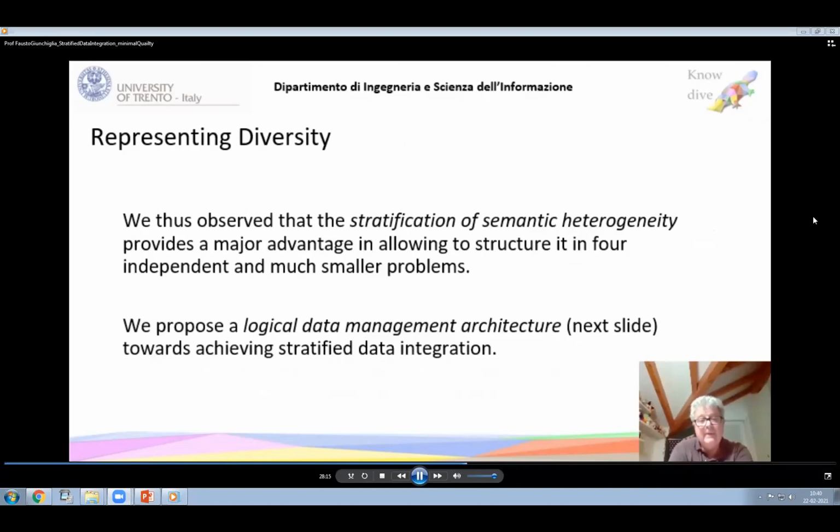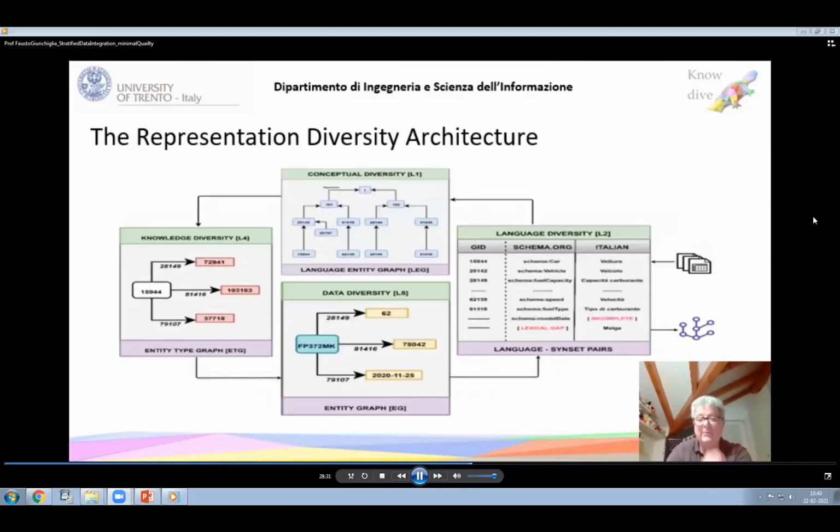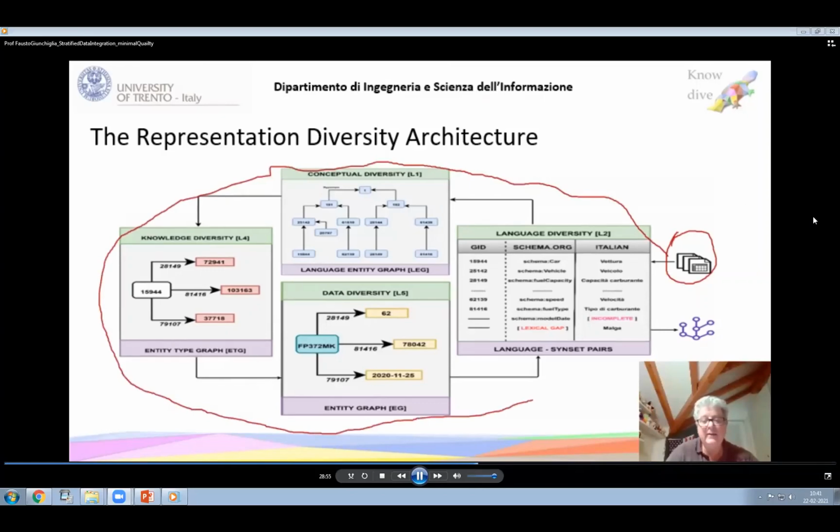So the point now is, what do we do next? Having organized diversity in 4 layers, now the next step is to organize also the representation of data in 4 layers. What is the point here? The point is that when you get the data in input, here on the right, they are all mixed. But we do a kind of 4-step reasoning, where in the end we get the 3 data sets uniquely organized in a single data structure.